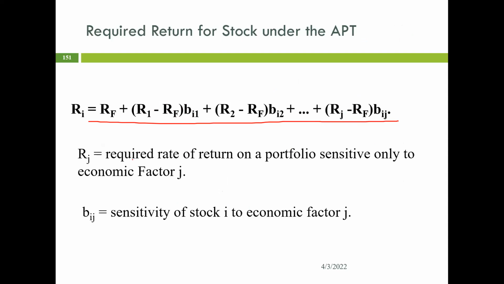So each factor, now if you take this one, RJ is the required rate of return on a portfolio sensitive only to the economic factor J. So this may be the inflation or GDP or the interest rate. So one of the factors. Then the slope measures the sensitivity of stock I to the different economic factors. So this is an empirical model.